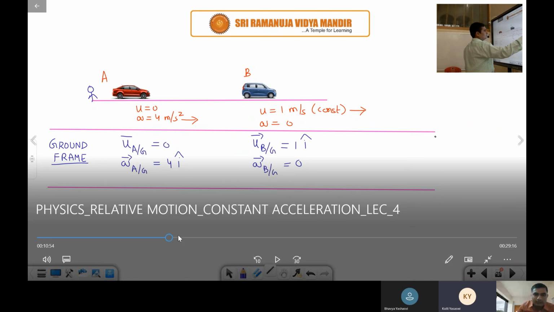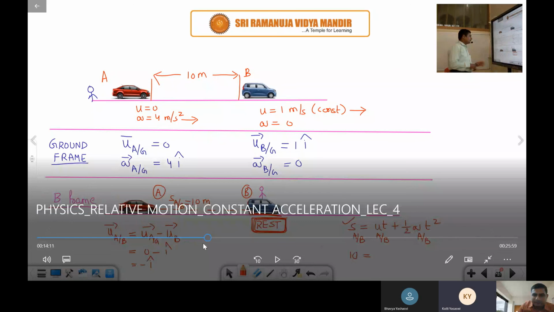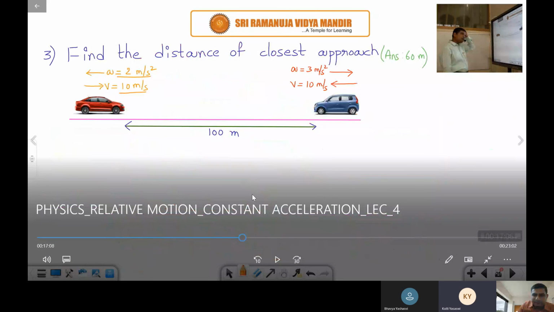But I'll tell you the relative motion concepts. For the relative motion concept, we should write the values. First you should write from the ground frame. Then you go and stand on the B frame. B is at what? Rest. Rest, sir. Now when B is at rest, you can calculate everything from A to B. Correct or not? Yes, sir. And then you'll get the same answer, 2.5 seconds. 5 seconds, sir. Yes, sir.